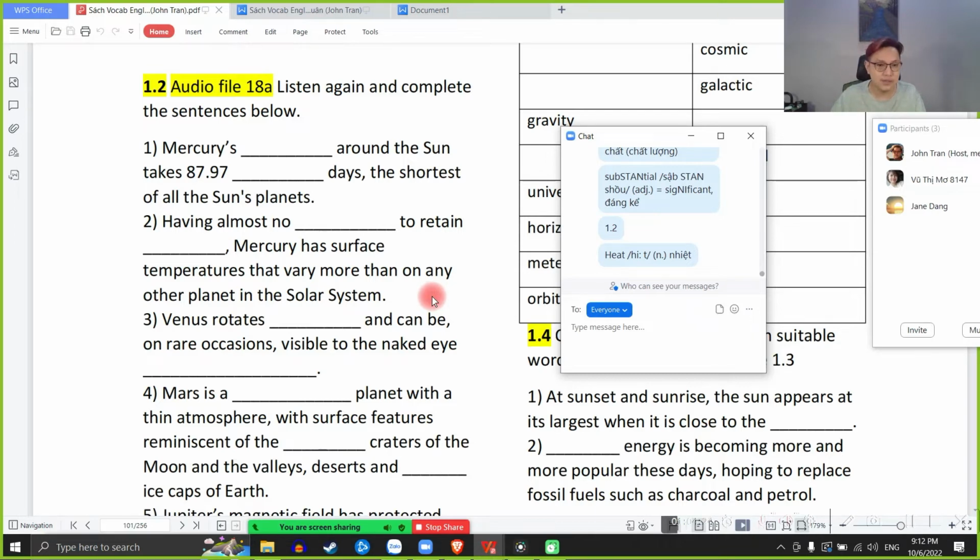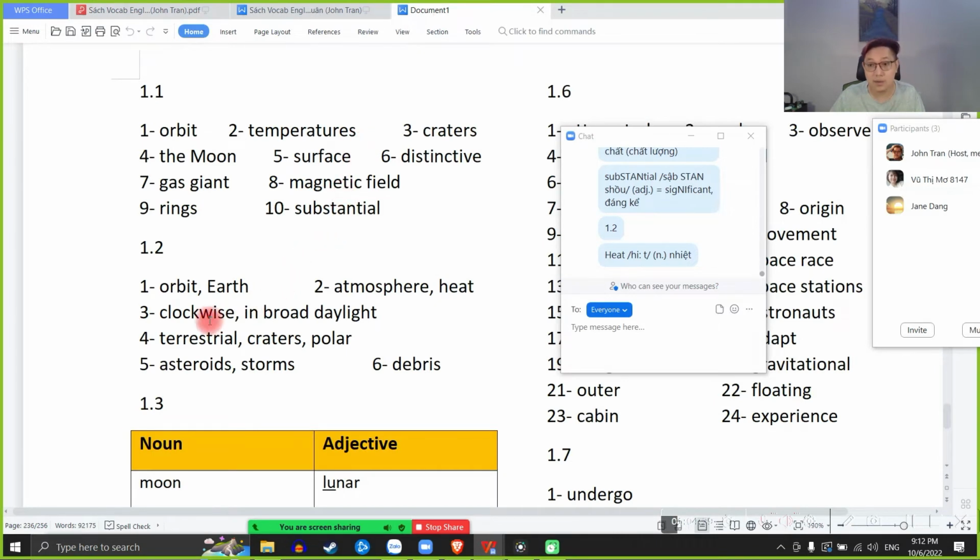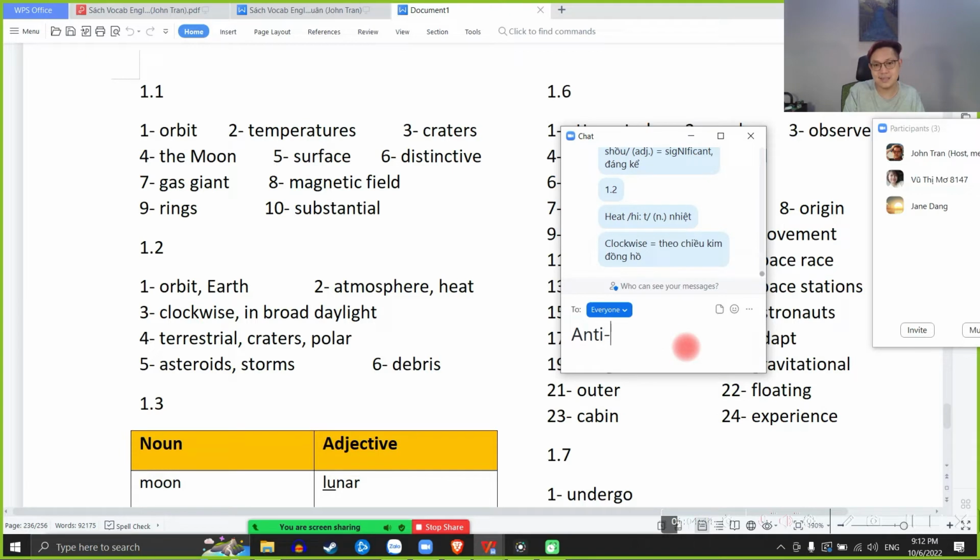Number 3. Venus rotates clockwise. Clockwise là theo chiều kim đồng hồ. Clock, you know the clock. Cái đồng hồ á. So clockwise là theo kim đồng hồ. So anti or anti-clockwise, ngược chiều kim đồng hồ.